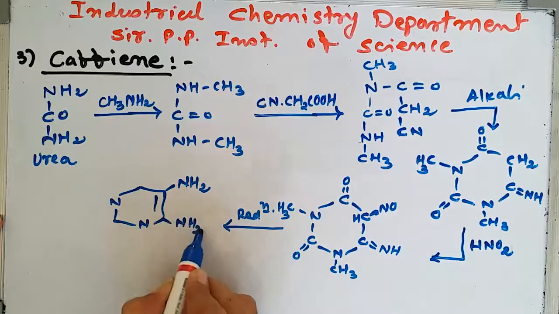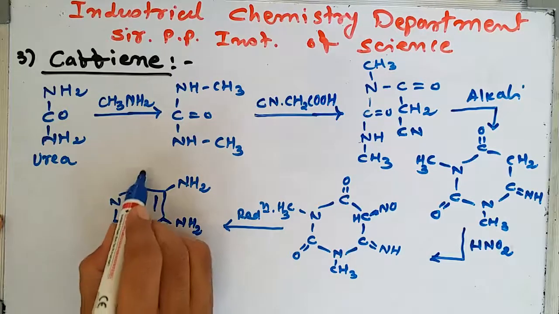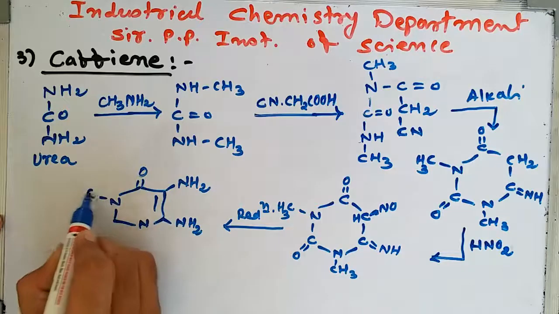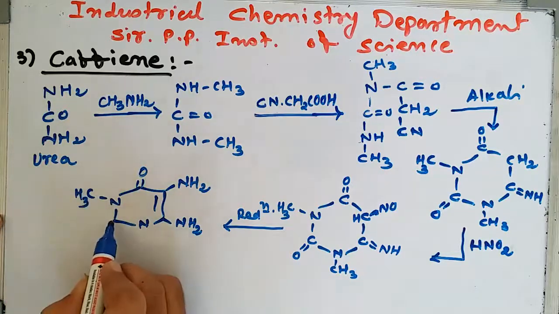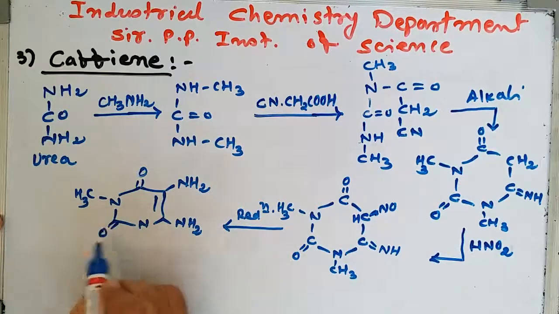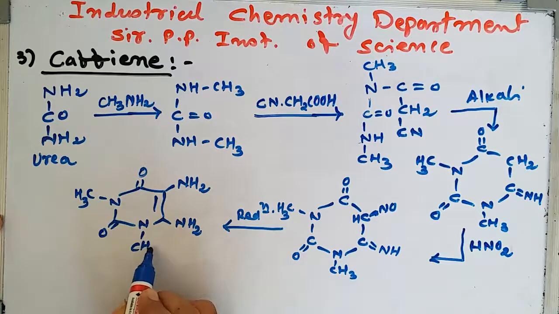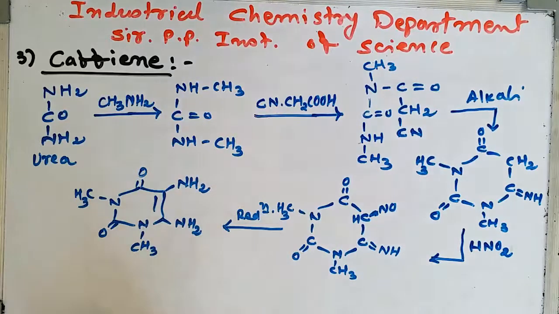Reduction takes place. So NO is converted into NH2 and C double bond N is also converted into NH2. So we get the amino derivative compound.